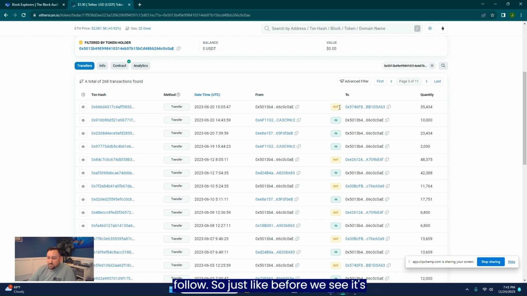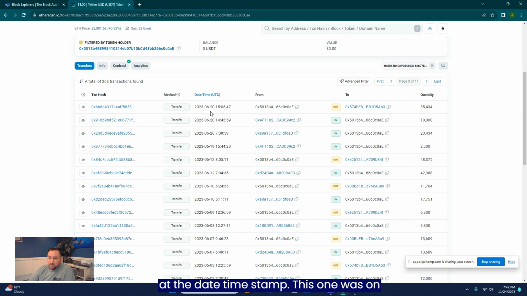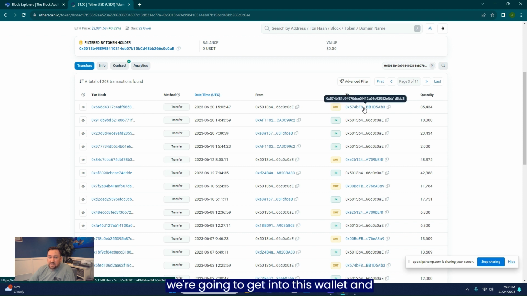So just like before, we see this is the address we're in, or the wallet we're in. You can double check that just by looking up here, which will show you which wallet you're in. So this is, again, where the money came in, and it's going out to this wallet. So now we want to jump over and follow that wallet. Again, before we do that, we want to look at the date timestamp. This one was on the same day, 6/20, but at 15:05. So now we're going to get into this wallet, and we're going to try to find this 35,434 deposit to the next wallet.